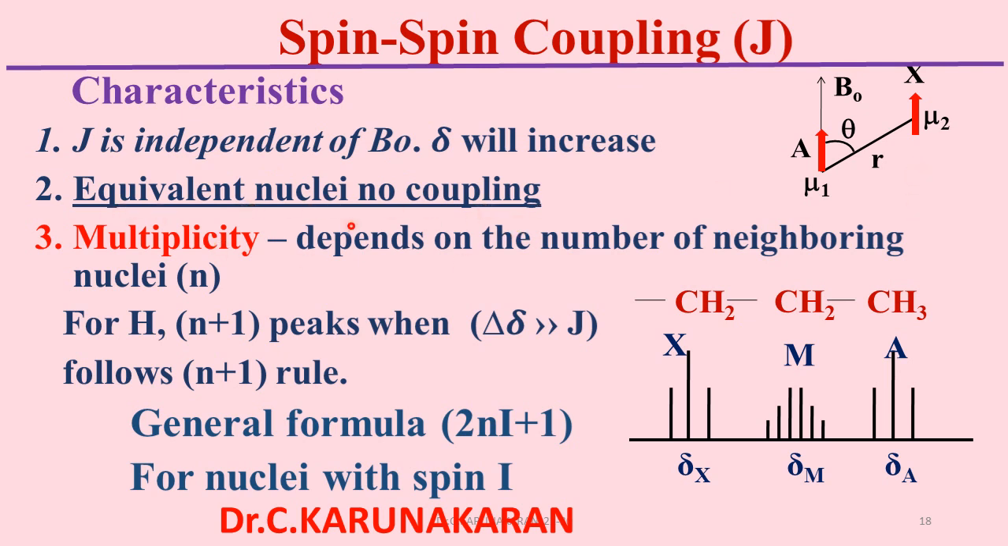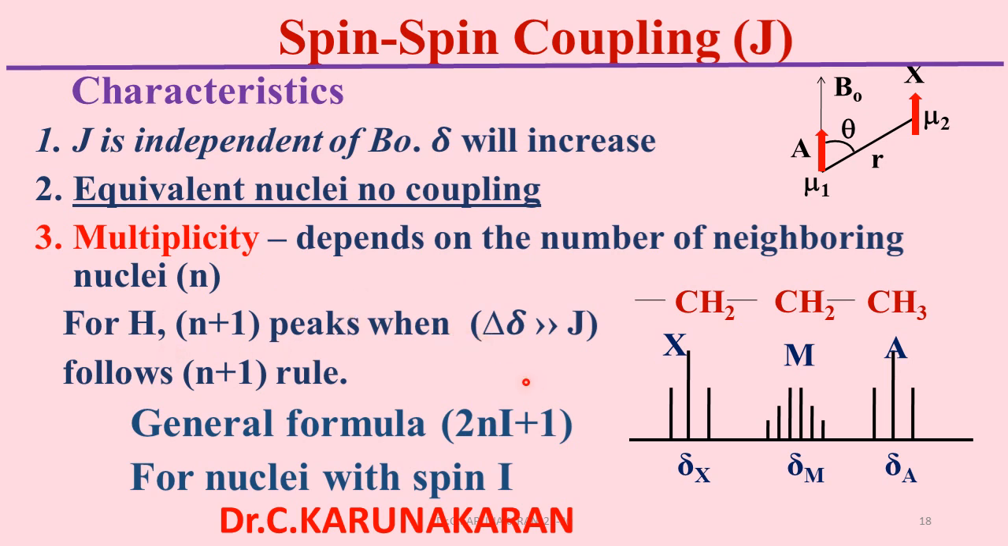Equivalent nuclei, for example, the protons of a methyl group. There are three protons in the methyl group. They are equivalent nuclei. Therefore, there will be no coupling between them. The third important property of the spin-spin coupling constant is multiplicity. What is multiplicity? It depends upon the number of neighboring nuclei.